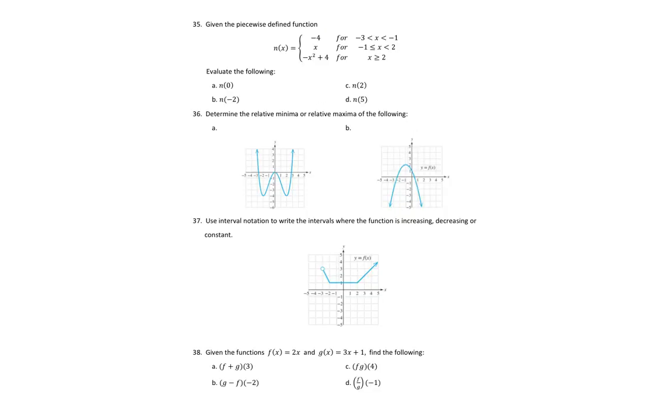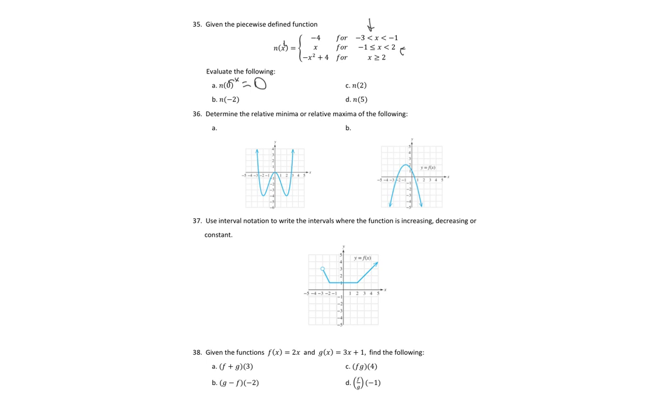On number 35, we're given this piecewise function. We evaluate the following: n of 0. Well, 0 here, this is normally n of x, so 0 is my x value. So the first thing I look at is this right side. X is 0 falls into which of these criteria? Is it between minus 3 and negative 1? No. Is it between minus 1 and 2? Yes. So what is it? It's just x. So if my x value is 0, because it falls under this criteria, then whatever my x value is, that's just my answer. So this one is just 0.